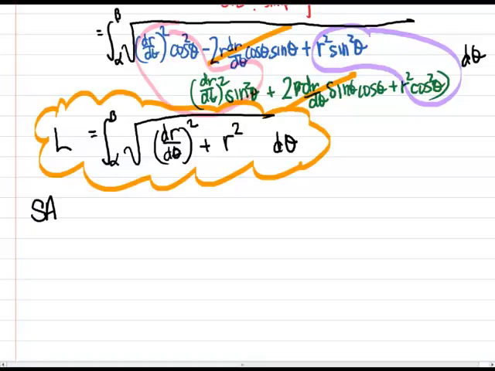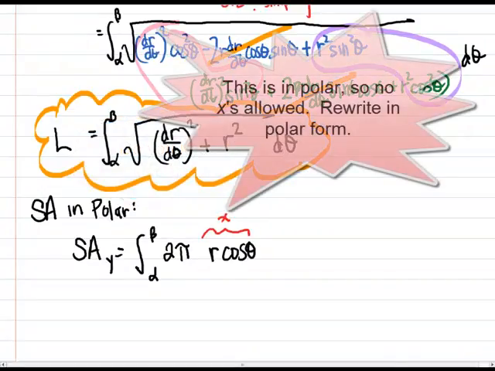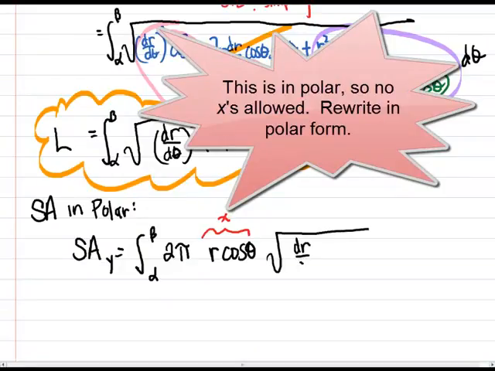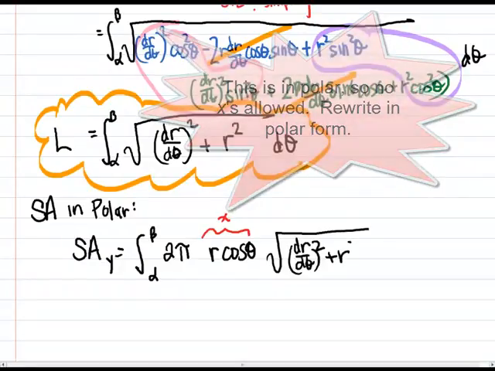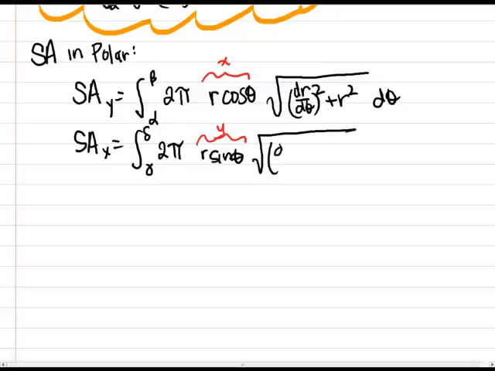Now before doing an example, I'm going to go ahead and just tie this into surface area in polar form. So when we have a surface area revolved around y, it's going to be 2 pi times the radius, but our radius here will be in terms of x, and x equals r cosine theta. And then we have our arc length, square root of (dr/d theta) squared plus r squared. And then we have surface area in terms of x from gamma to delta, and the radius is going to be in terms of y, so we're going to have our r sine theta here, and then our arc length formula, (dr/d theta) squared plus r squared.